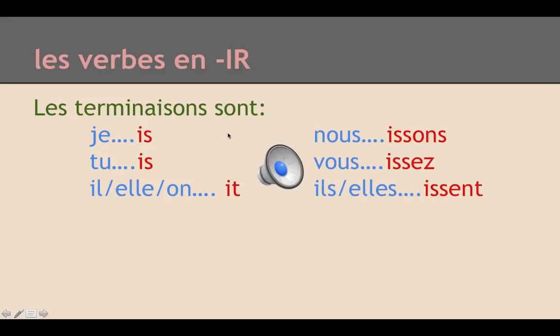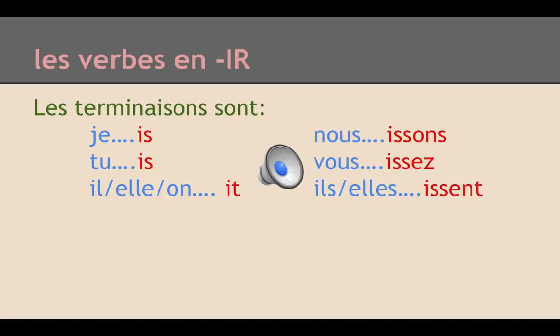IR verbs are the fun ones because they add that extra syllable in the plural. So instead of just a normal ending, you also have that extra syllable that you have to pronounce. So we end up with a lot of S sounds for many of these verbs. These are verbs like finir, choisir, remplir, all those that we learned.